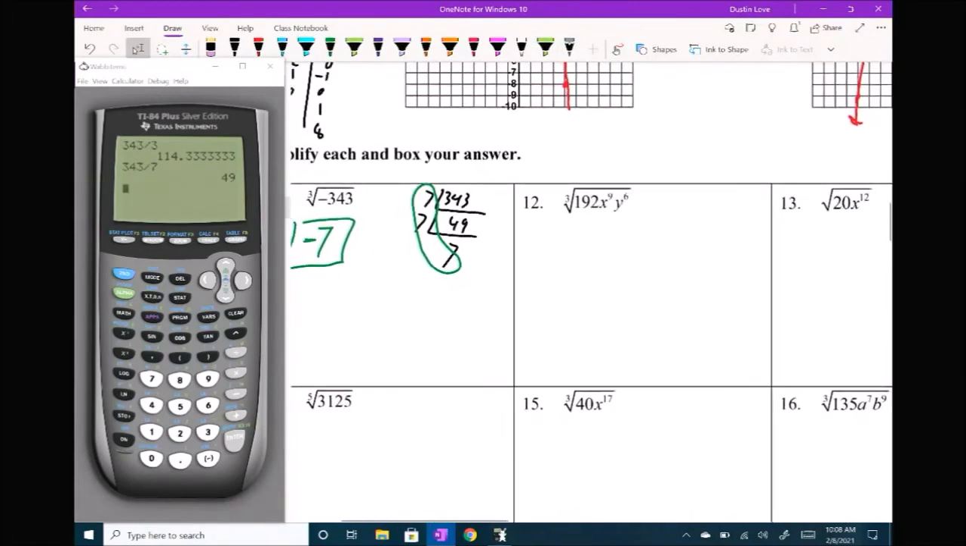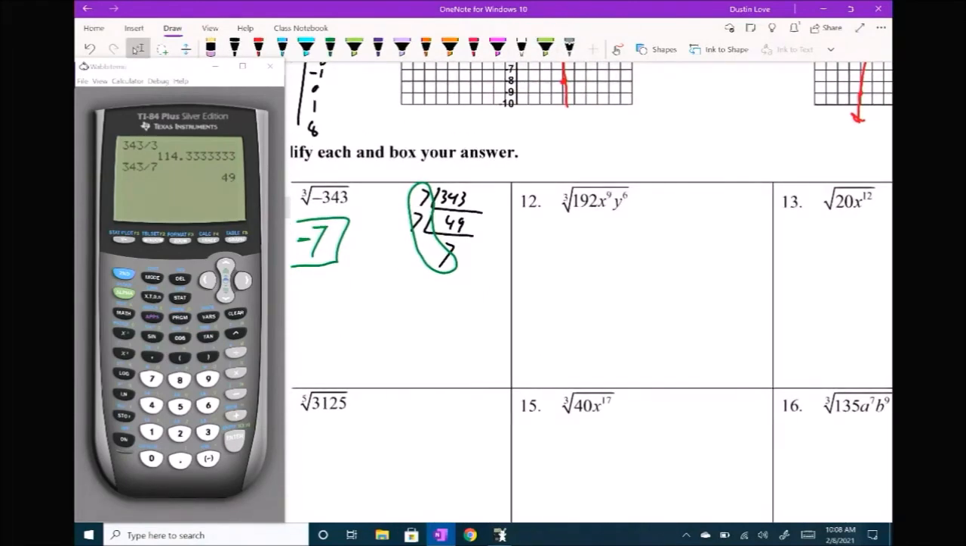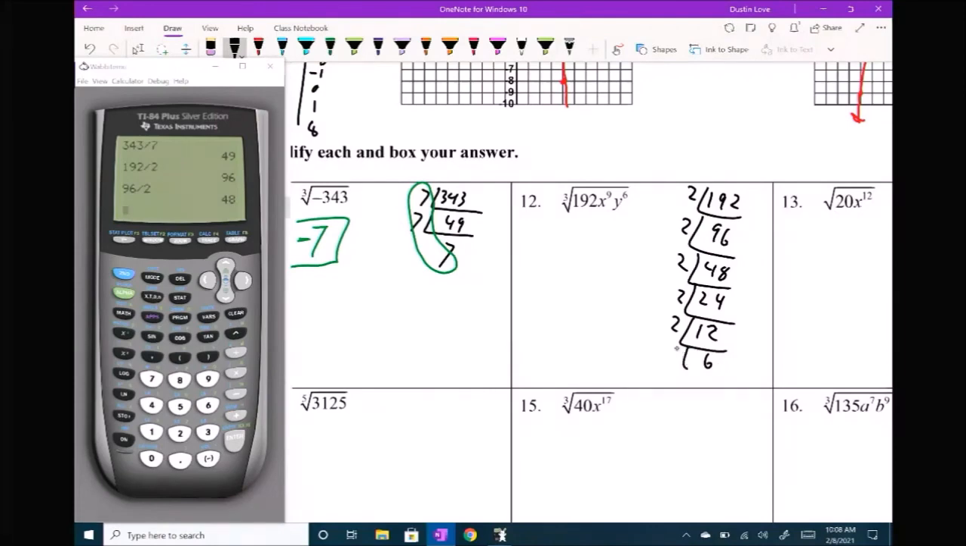For number 12, let's do the 192 first. I know for sure a 2 will go in 96 times. I've got another 2 48 times. I know I've got another 2 24 times. I've got another 2 12 times. I've got another 2 6 times. I've got another 2 3 times. I've got prime at the bottom. Now I am done. Wow.